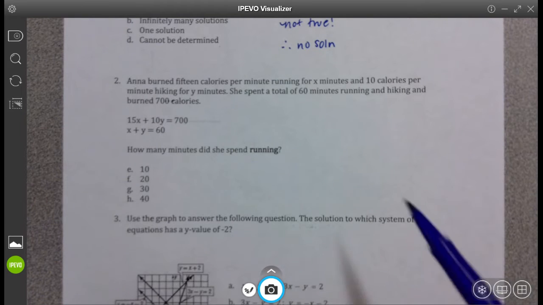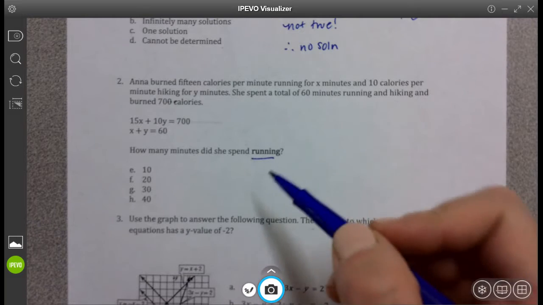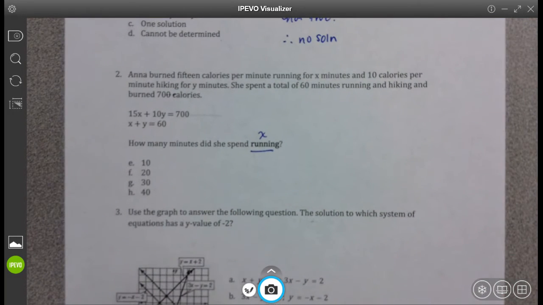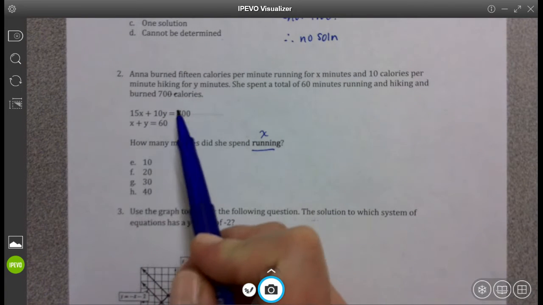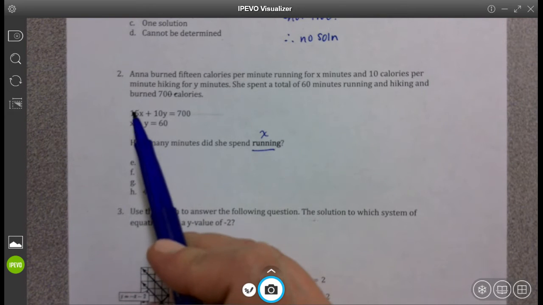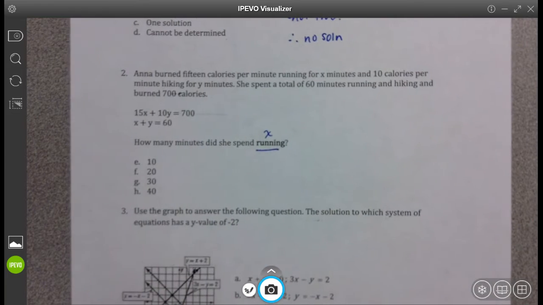It said, how many minutes did she spend running? Well, if you look up here, it says running X minutes. So running is X. So we're trying to solve for X. So if you end up getting Y, that's fine. Just remember you got to plug it back in for X. It is already in standard form. Running, hiking is 60 minutes, 15 calories per minute, 10 calories per minute, 700 calories.